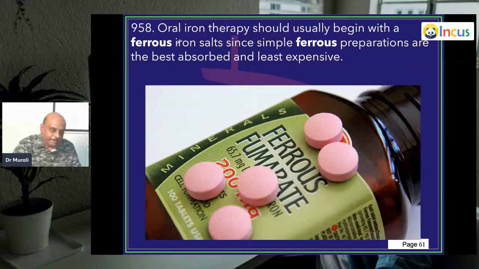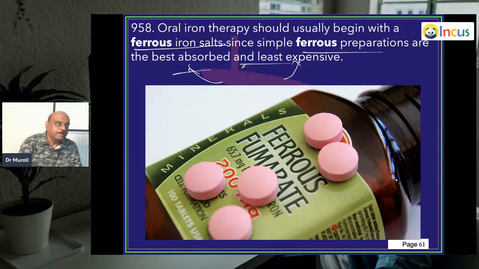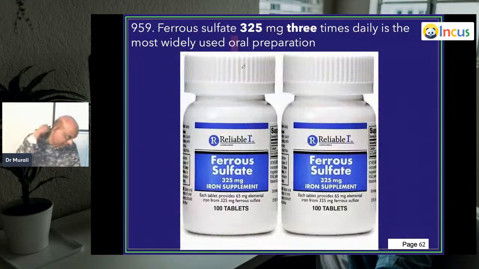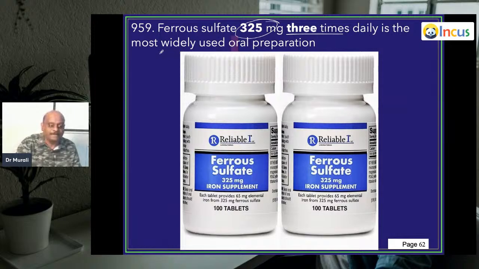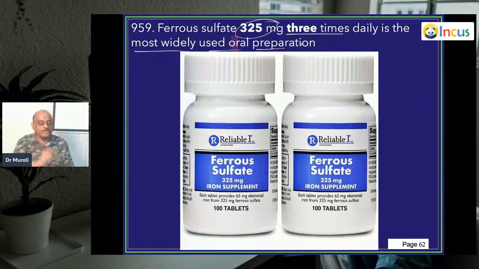Then you should give a ferrous iron salt. Oral iron therapy, you should begin with that. Ferrous preparations are best absorbed and least expensive. Ferrous, not ferric. Ferrous fumarate. Ferrous sulfate, 325 milligrams, 3 times daily, is the most commonly used oral preparation, right?